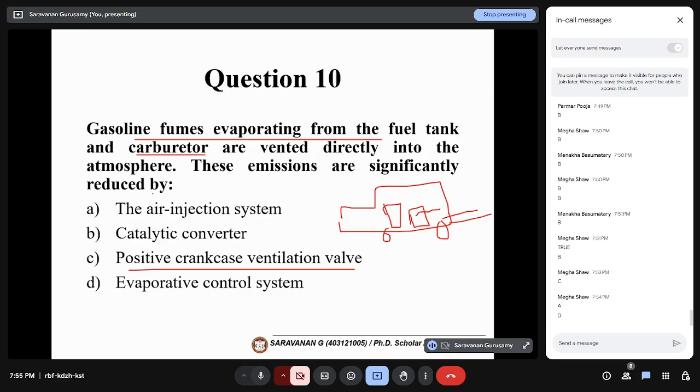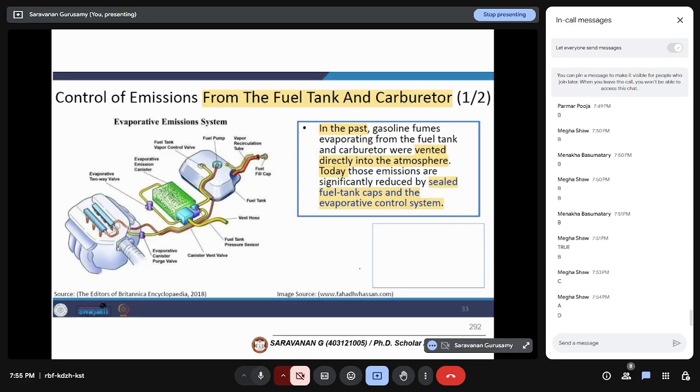Emissions are reduced significantly. Earlier it was directly vented into the atmosphere. Now we have an evaporative control system that can be controlled within the carburetor, and that will be sent into the combustion tank. So earlier it was vented into the atmosphere, but nowadays emissions are significantly reduced by sealing the fuel tank caps and the evaporative control system.